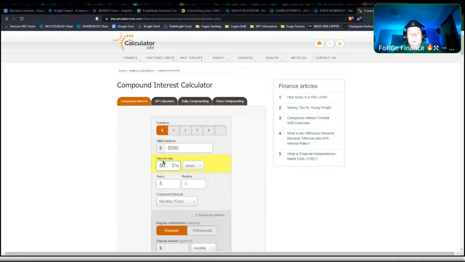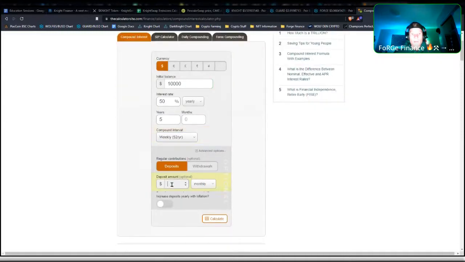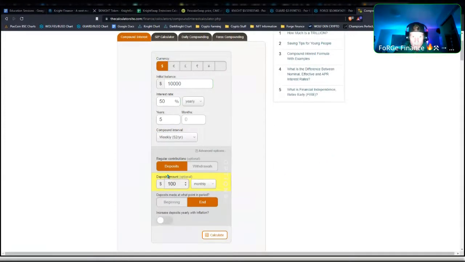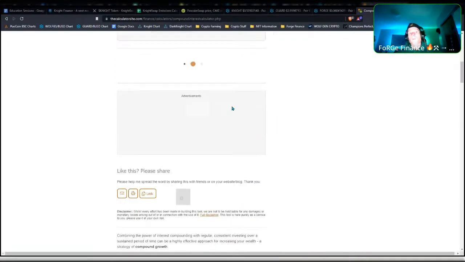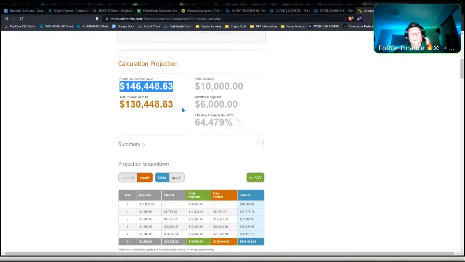But setting the bottom line is setting that conservative expectation. So if I get 50% a year and I have a $10,000 farm and I compound it once a week, and every month I put $100 into the front end of the farm, that $10,000 in 5 years would be worth $146,000.